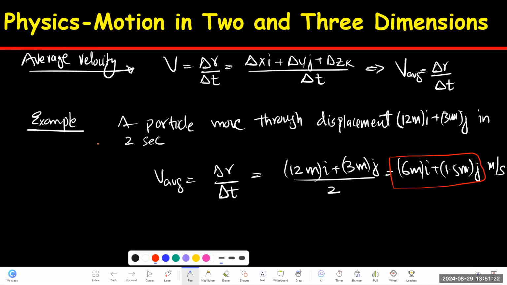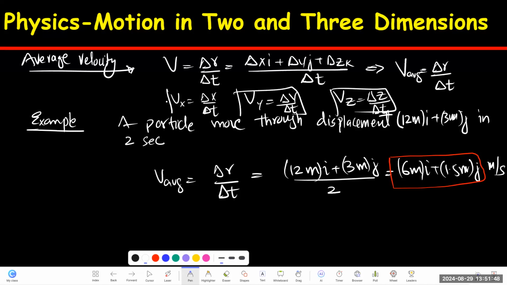We can also write this like velocity. So we can see it's Vx equal to delta x over delta t, Vy equals delta y over delta t, and Vz equals delta z over delta t. We can have these 3 components. We can separate them and write like this.